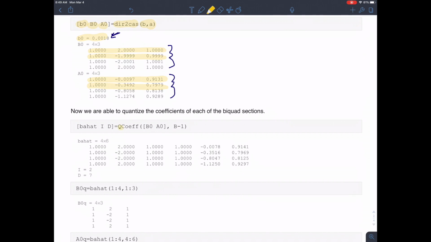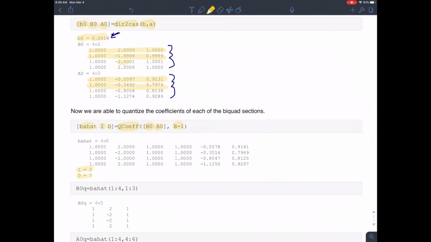All right, so I'm going to quantize using the Q coefficient command. I quantize this array of B's and A's with B minus 1 quantization, and I can look at B hat and the number of integer bits and the number of decimal bits. Now notice the biggest numbers here in the original, you can see some 2's. That's the biggest number, and so you only need 2 bits for the integer part, and that leaves you more bits for the decimal part when you use direct form 2.